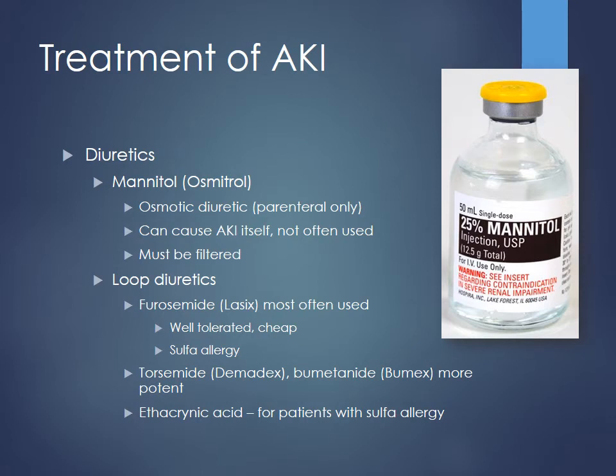Some of the things you can do to manage their volume status, we mentioned some of these diuretics previously. This is probably a newer one. It's called mannitol. This one is an osmotic diuretic. This one is only going to be given parenterally, so it can be used for acute situations. Usually you see this being used for things like cerebral edema. It's able to help pull fluid off of the brain, so you see this a lot in traumatic brain injury and things like that. But this can also be used as a diuretic itself.